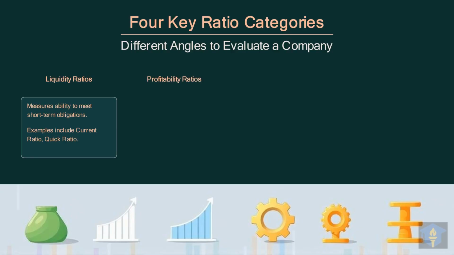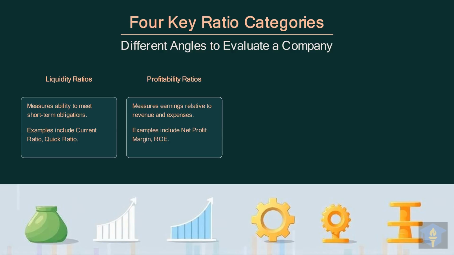Next, we delve into profitability ratios, which reveal how efficiently a company generates earnings from its operations. They measure a company's earnings relative to its revenue and the expenses it incurs, showing its efficiency. Important examples are the net profit margin and return on equity, or ROE, which show earning power.